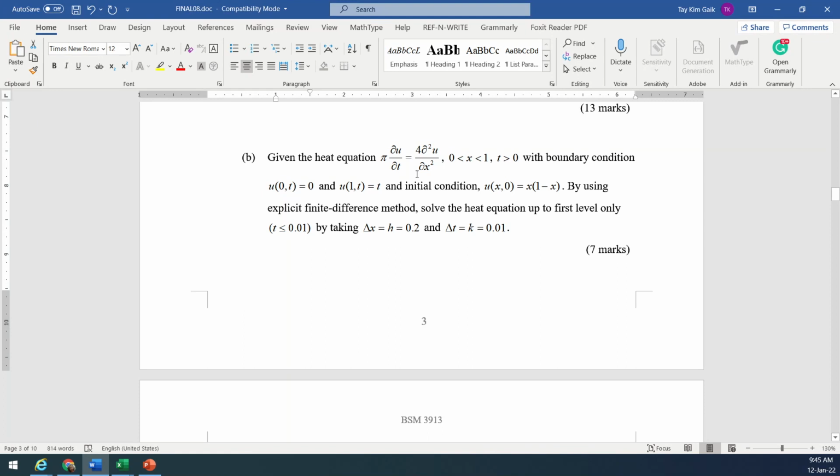Given the heat equation, pi del u del t equal to 4 del 2u del x squared, x from 0 to 1, t is positive, with boundary condition u(0,t) equal to 0.